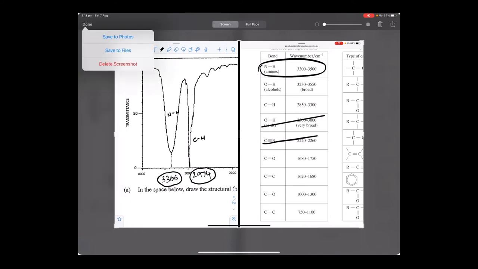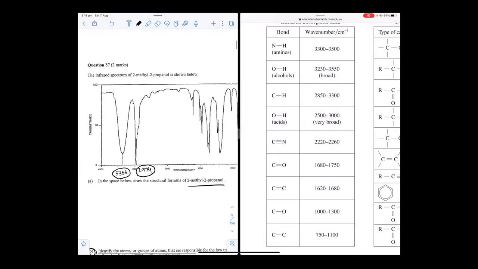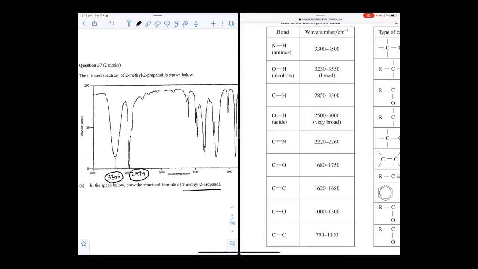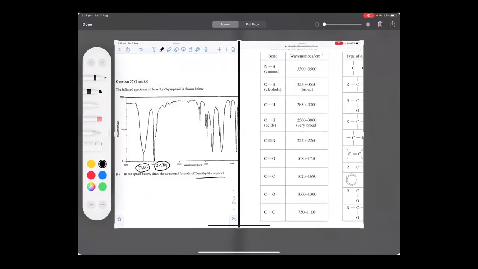Okay. Now, let me just delete this screenshot and go back to Kushal. What molecule is this representing, the spectrograph? 2-methyl-2-propanol. Does that have an amine group inside of it, Kushal? No, it doesn't. So can it be an amine? Oh, it could be an OH. Exactly. This is the OH, because that's the only other functional group here. So it's a CH bond here, and it's an OH here. Does that make sense? Yeah.